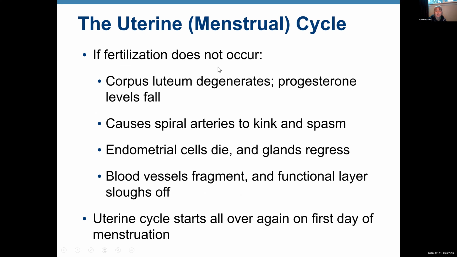If fertilization does not occur, then the corpus luteum inside the ovaries degenerates, progesterone level falls, and this causes spiral arteries to kink and spasm. Endometrial cells die and glands regress, blood vessels fragment, and the functional layer sloughs off. The uterine cycle starts all over again on the first day of menstruation, right?